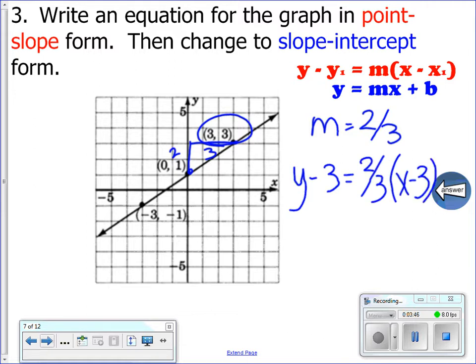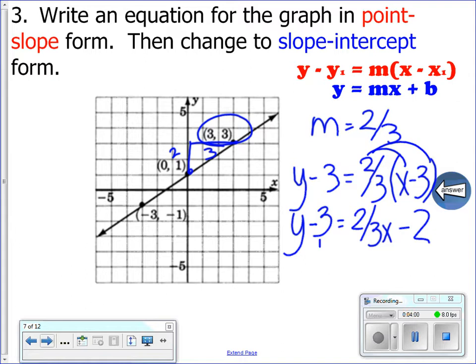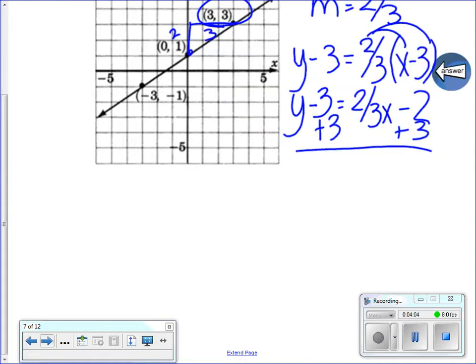I substitute my m, my x, and my y. Now to change this to slope-intercept, y minus 3 is equal to, distribute that, 2/3 x minus 2. I'm going to add 3 to both sides. And slope-intercept form is y equals 2/3 x plus 1.